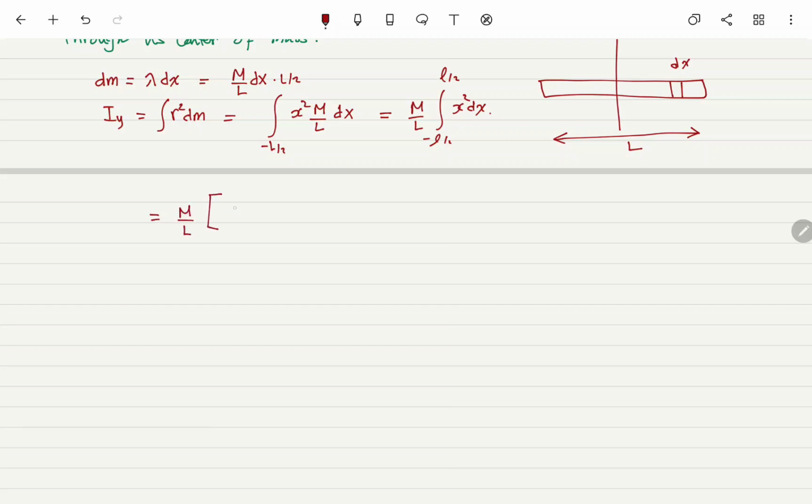In other words, it's equal to m over L times x cubed over 3, from minus L over 2 to L over 2, which is equal to 1 over 12 mL squared.